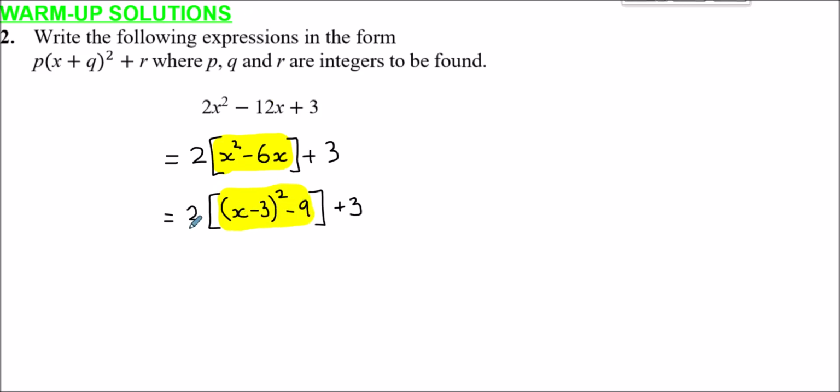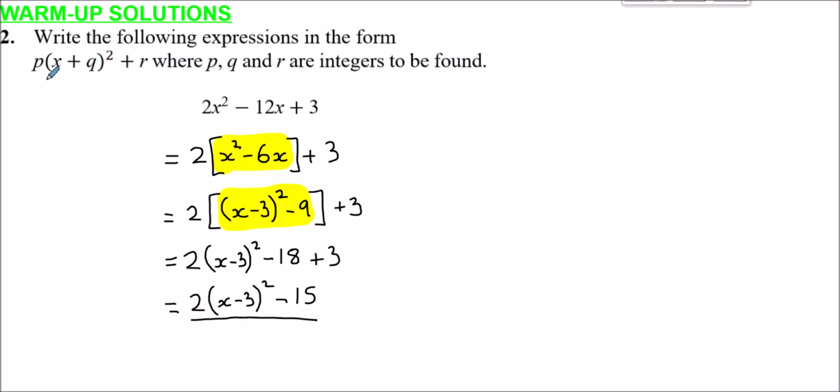So we now can expand this out. So we have 2 lots of x minus 3 all squared, and 2 lots of minus 9, that's going to be minus 18, and again with this plus 3 at the end. So now the final step, just simplify it all. So 2 lots of x minus 3 all squared, minus 18 add 3 is minus 15 overall. And so that is the final answer. So p is 2, q is negative 3, and r is negative 15. The question doesn't say you need to state that, so we're okay just to leave this as it is.